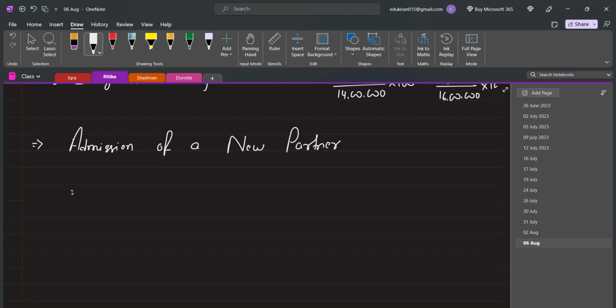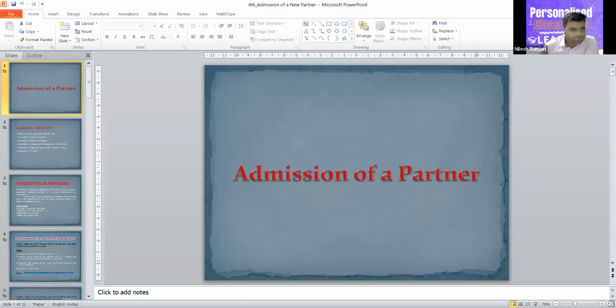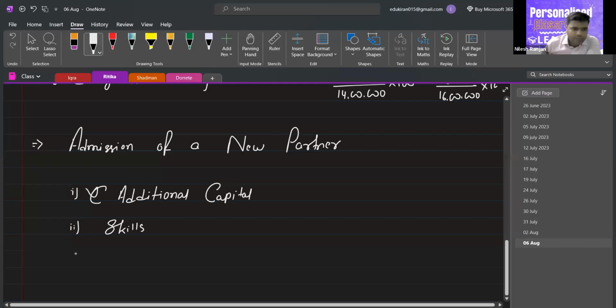The reasons you told me are additional capital and skills. Is there any other reason?